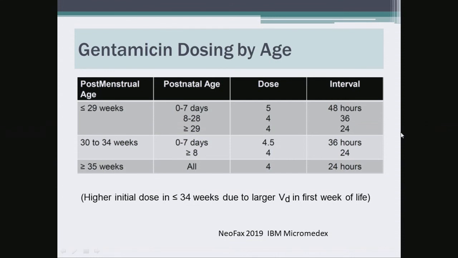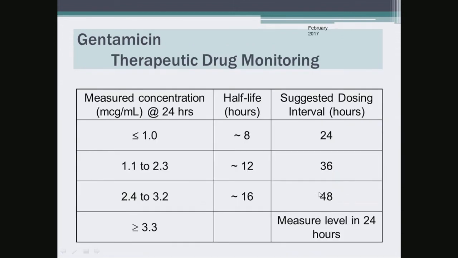Here's something similar for gentamicin. This is from the most recent edition of Neofax, published by IBM Micromedex. And you can see we have, based on postmenstrual age and postnatal age, doses and dosing intervals. A similar chart that we developed in Neonates was, if you measure serum concentrations at 24 hours, you can predict what the half-life is, and therefore you can come up with a suggested dosing interval for that individual patient.